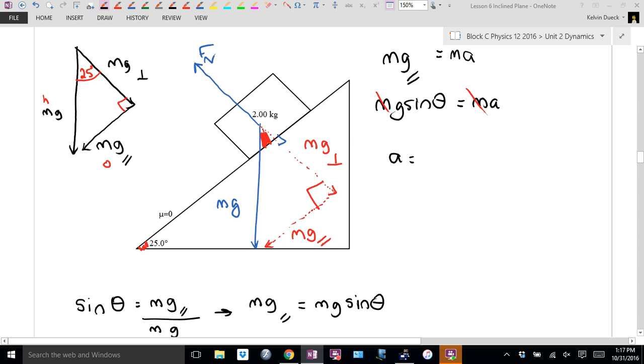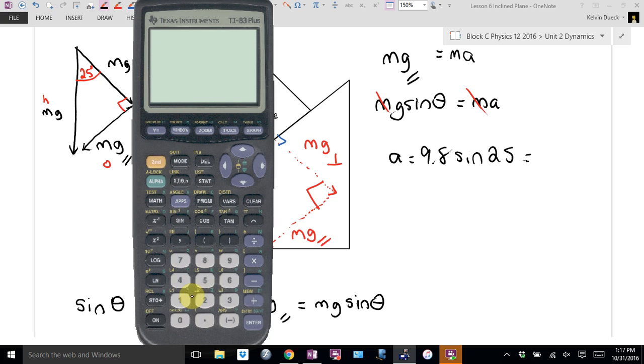Oh, by the way, built-in error check. If this ramp was vertical, what's the fastest you would be accelerating at in free fall? Ditch the negative, but 9.8. Is this vertical? We're going to get an answer less than 9.8. If you don't, you've messed up. So 9.8 sine 25. I get 4.14 meters per second squared.